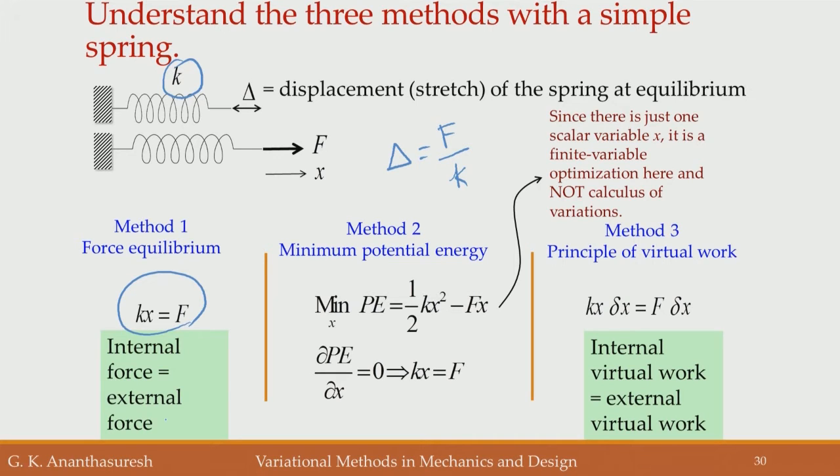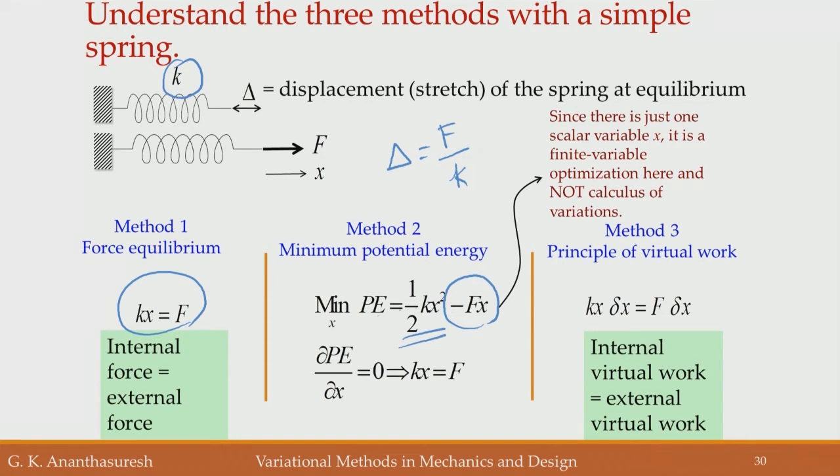Now, method 2 is a minimization of the potential energy. So, potential energy, if you recall, is the strain energy, that is half k x square when there is displacement x of the spring, and then there is the negative of the work done by the external forces, which you call the work potential, that is F times x. Okay.